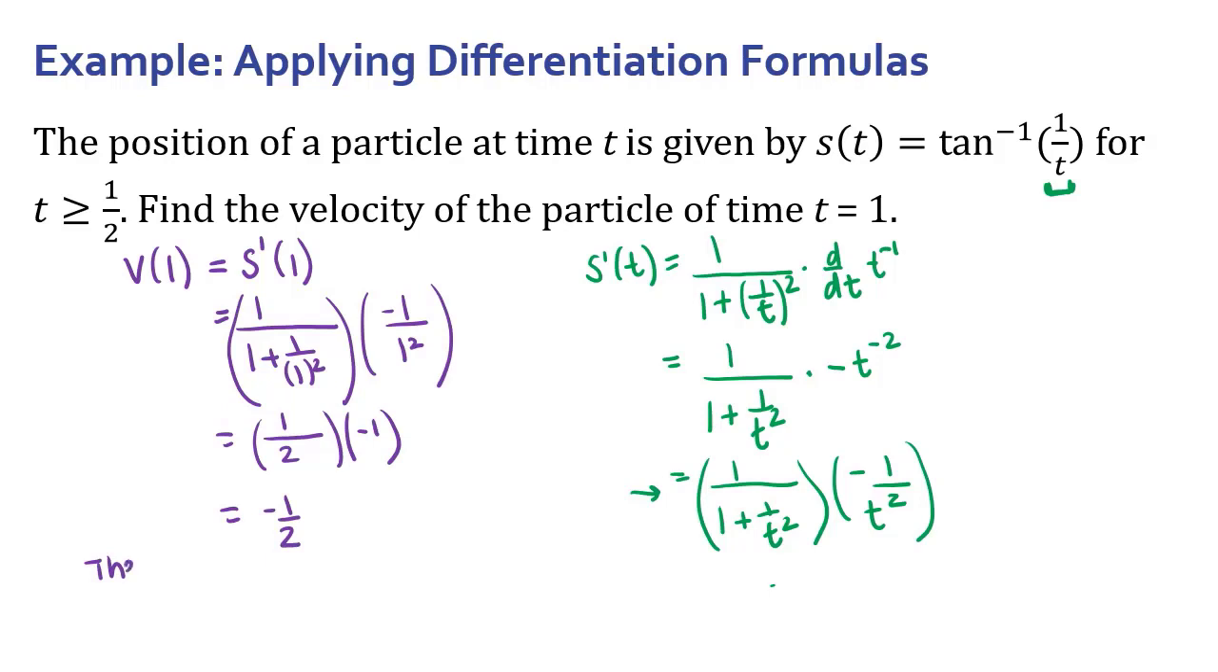So the velocity at time t equals 1 is -1/2. And it looks like they didn't give us any units, so we will leave it just like that.